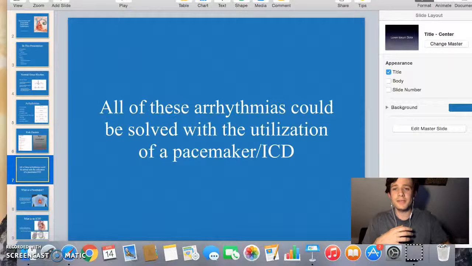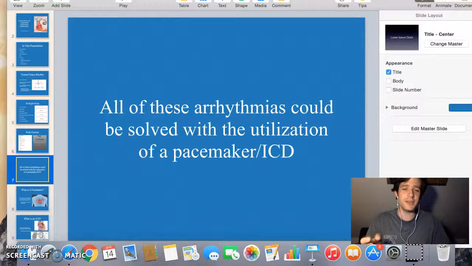So all of these arrhythmias could be solved with the use of a pacemaker slash ICD. Now, not all of them require such an extreme treatment. Some are often aided with the use of a simple medication, but some of them, such as PVT and VFib, will require a pacemaker slash ICD. And you'll notice I write pacemaker slash ICD because most modern devices actually do both. They can keep pace like a pacemaker, and they can issue a defibrillation shock like an ICD.